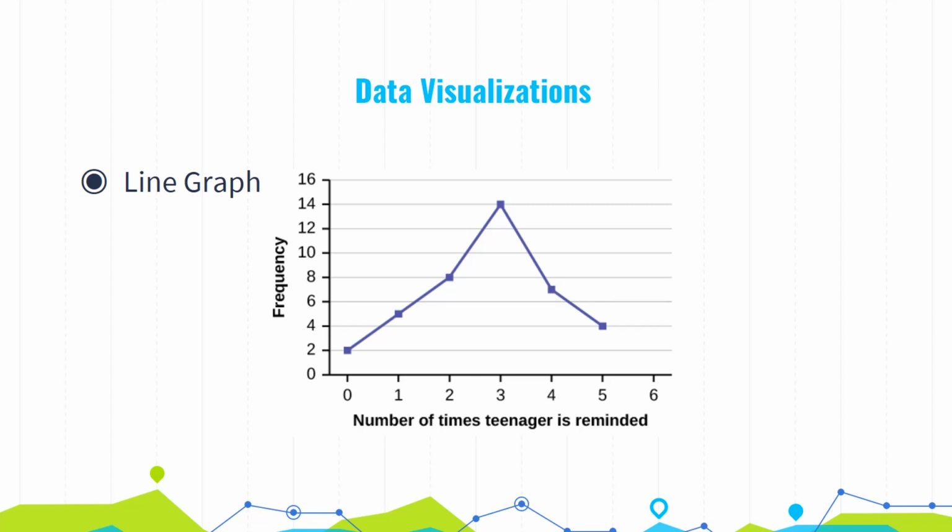A line graph, we're looking at a frequency line graph. Some people, I personally don't really like these that much because to me, when you connect the dots, it makes it seem like there is some meaning to the values in between. But when we're looking at discrete data, like the number of times a teenager is reminded of something, it's either 0 or 1 or 2. It's never 2.5, it's never 3.5 or 3.3. So there's no meaning to the line connecting it other than a visual connection.